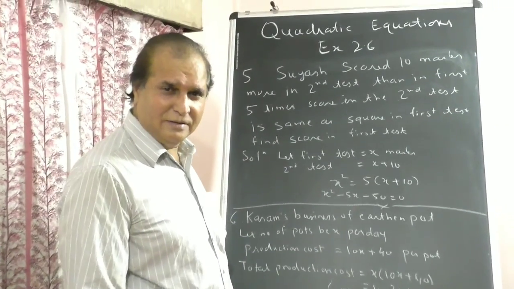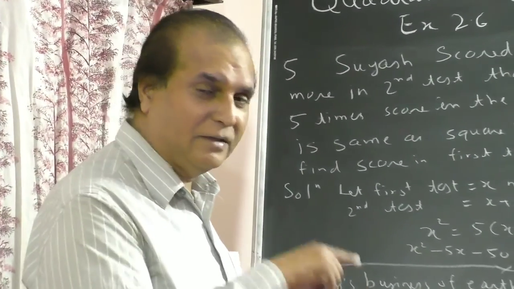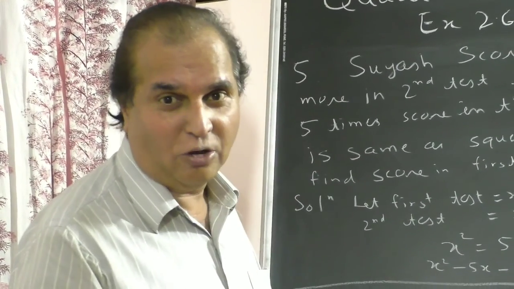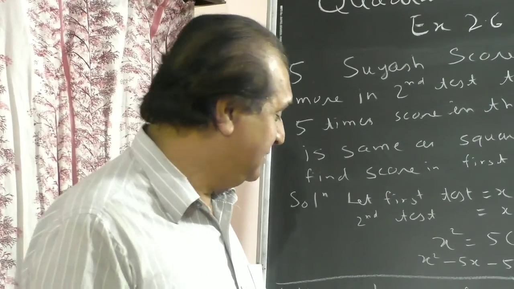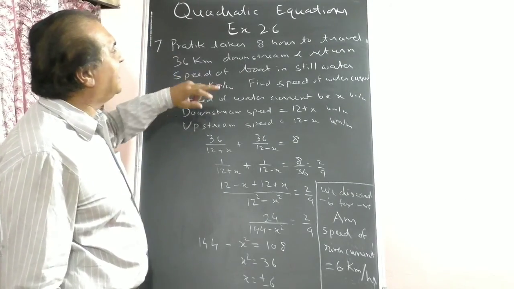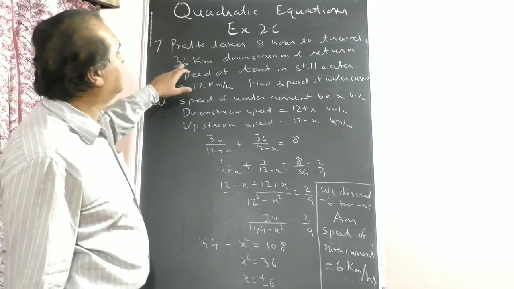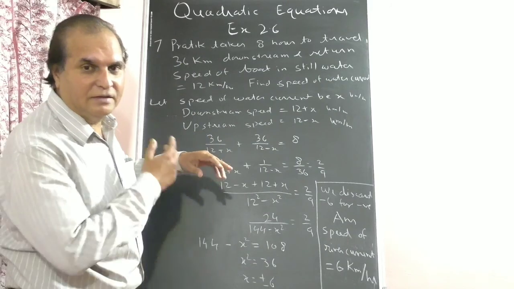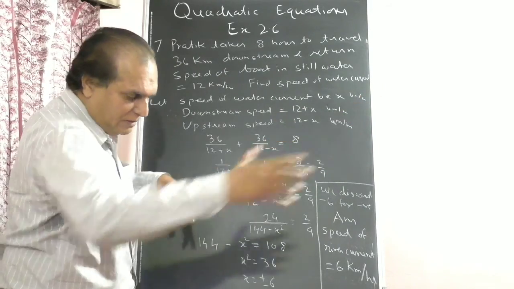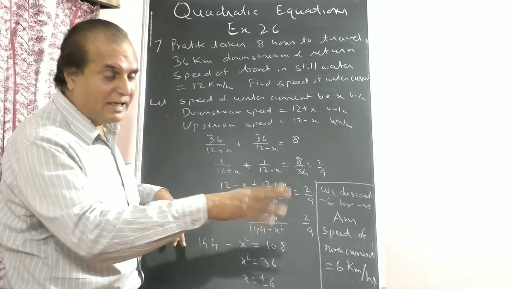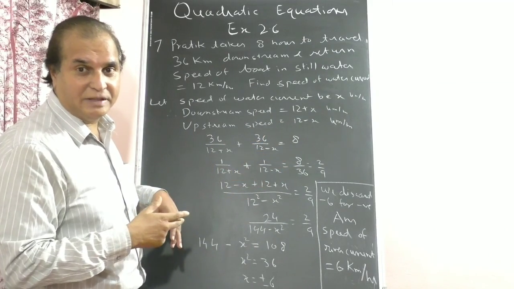We'll go ahead. Any doubt? If you don't get it right, then I will solve. First I want you to solve. Okay? We'll go ahead. Pratik takes 8 hours to travel 36 km downstream. Okay, this is sum 7, and return 36 km, downstream and again upstream. Because river flows in one direction, one direction is downstream, one direction is upstream.